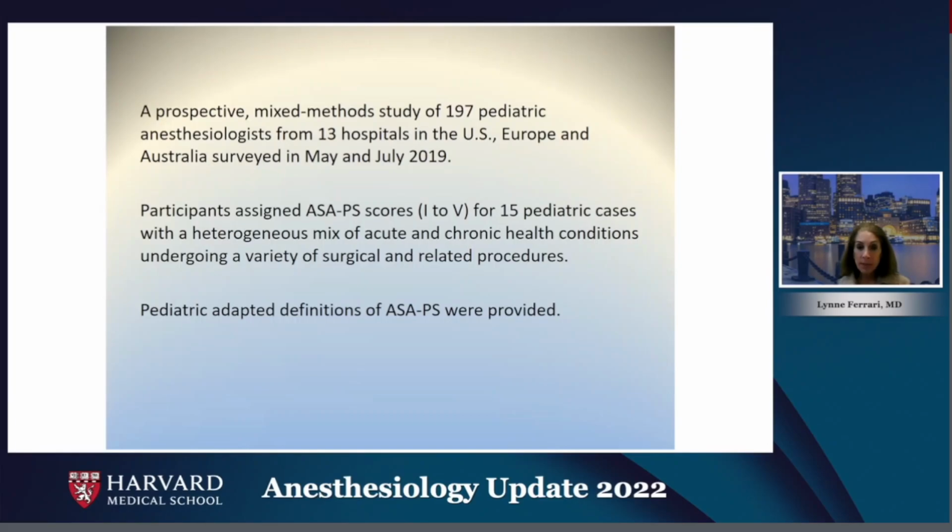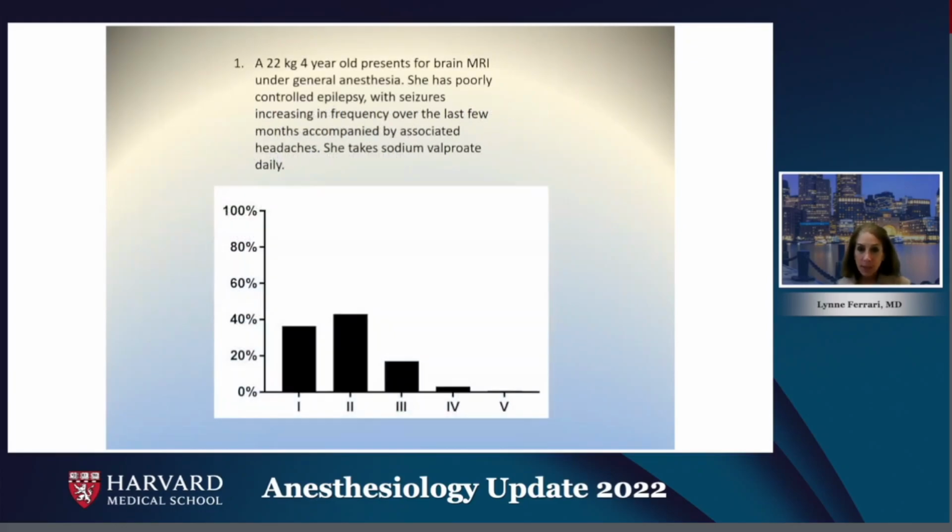The participants assigned ASA physical status scores for 15 pediatric cases, and each provider received the same 15 cases with a heterogeneous mix of acute and chronic health conditions undergoing a variety of surgical and related procedures. The most updated pediatric adapted definitions were provided, and we asked them to review these cases using the ASA physical status definitions that we had defined for pediatric patients. And this is an example of the kind of case that we sent them.